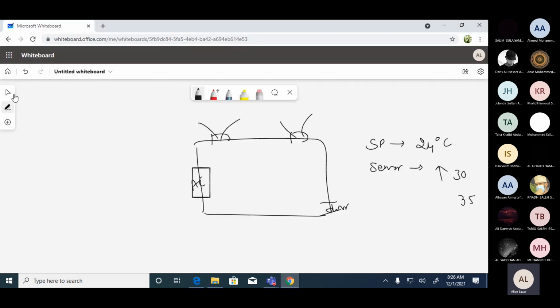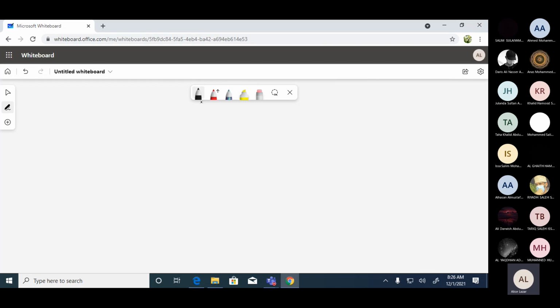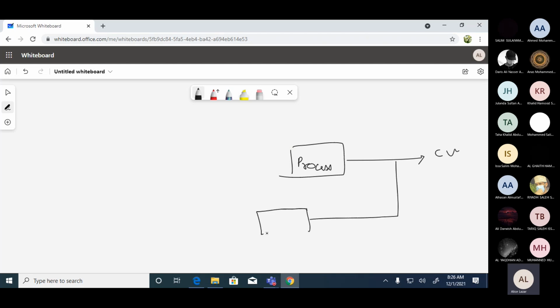In simple terms, when I think of a closed loop system, I can draw the diagram like this. I'm drawing this so that you are also getting an idea. Always start with the process. Here you have the controlled variable. This is measured by a sensor.